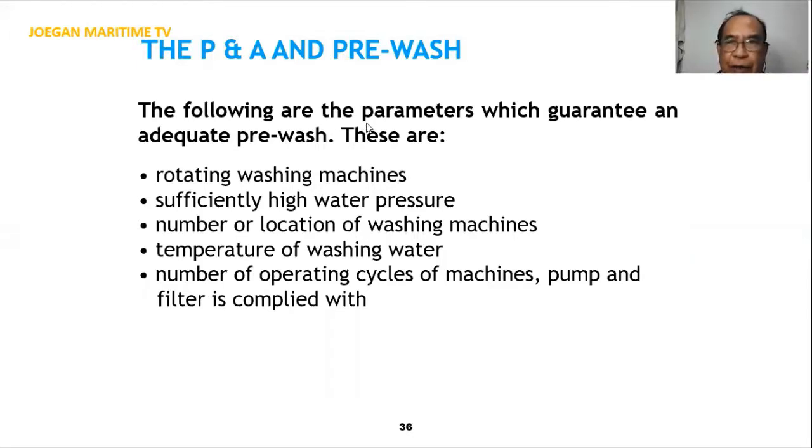The following are the parameters which guarantee an adequate pre-wash. These are rotating washing machines, sufficiently high water pressure, number and location of washing machines, temperature of washing water, and number of operating cycles of machine, with pumps and filters complied with.